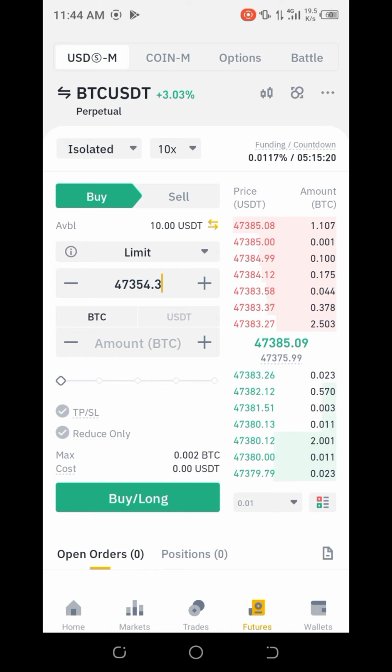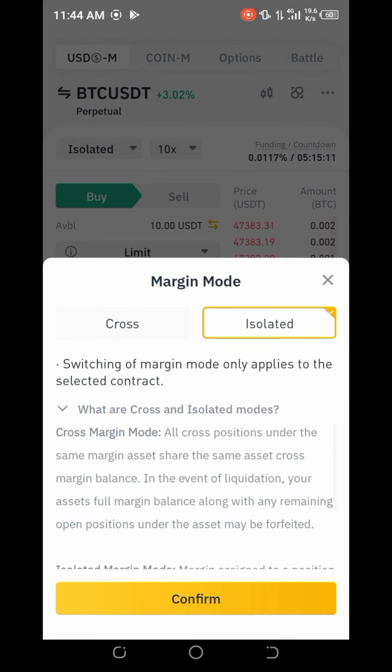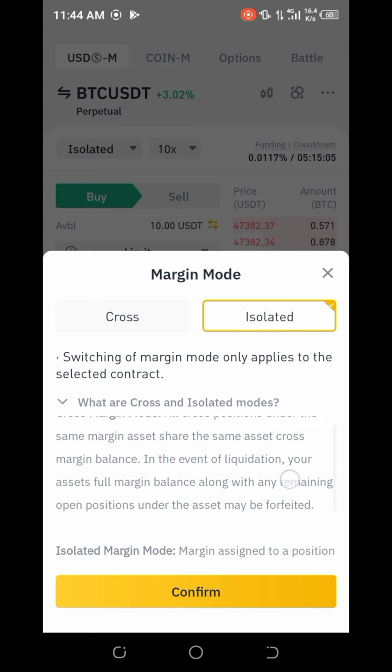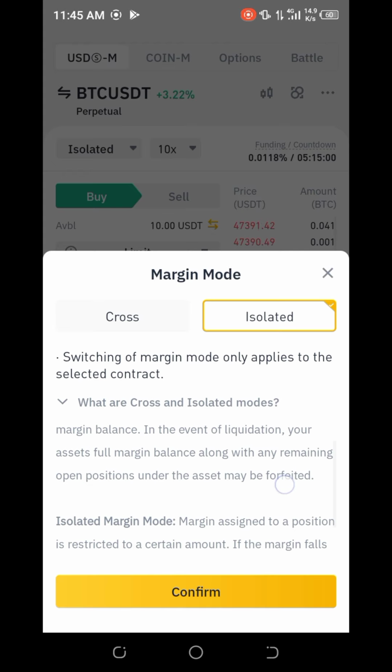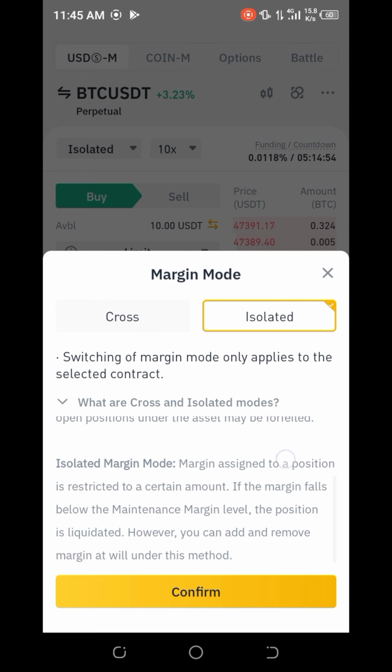Now, the next thing that you need to set is this. You can see on top here, you see this place isolated. When you click on it, you see cross margin and then isolated margin. So this is actually what it means. Cross margin mode: all cross positions under the same margin asset share the same asset cross margin balance. In the event of liquidation, your asset's full margin balance along with any remaining open positions under the asset may be forfeited. Isolated margin mode: margin assigned to a position is restricted to a certain amount. If the margin falls below the maintenance margin level, the position is liquidated. However, you can add and remove margin at will under this method.